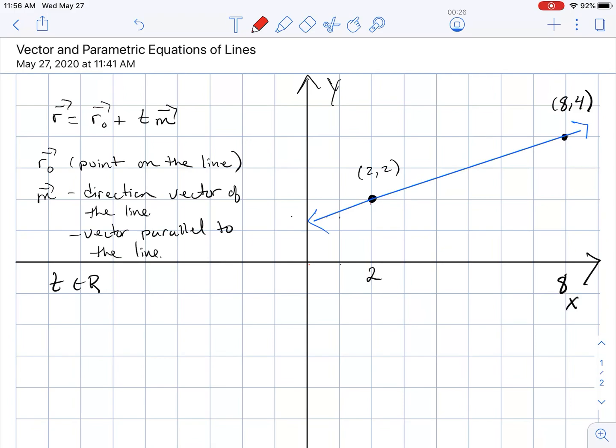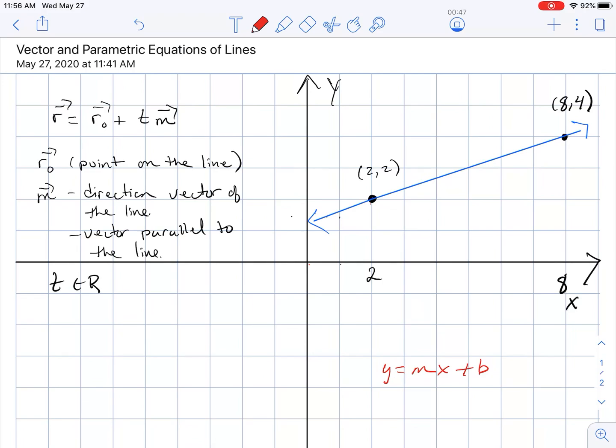Okay, so we're going to look at lines in R2 in this video, and we're going to look at how to create the vector and parametric equations of lines. So we are familiar with the equation of a line in the form y equals mx plus b, where m is the slope of the line and b is the y-intercept.